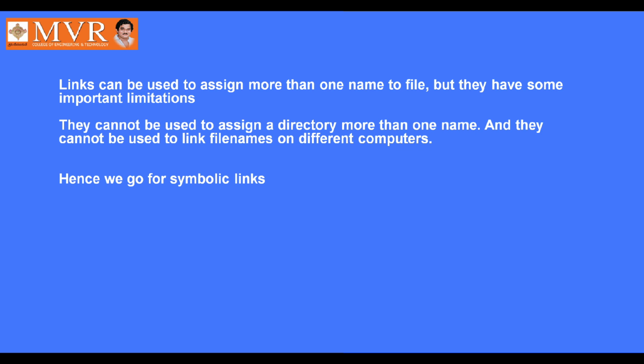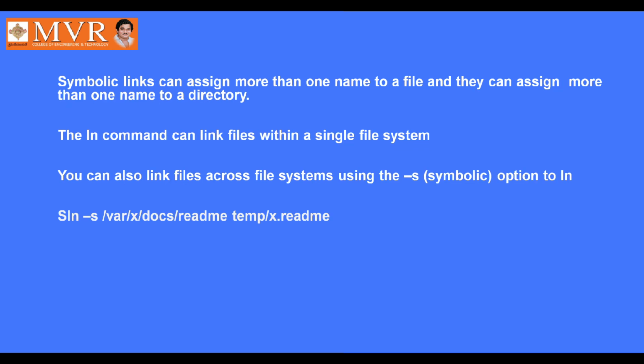So we are going for symbolic link files. What is a symbolic link file? Simply, the disadvantages of link files are overcome with the symbolic link file. By using a symbolic link, we can create links to files which are not in the same computer, and we can also create links for directories. Those two were the disadvantages of link files, and now we are overcoming them by using symbolic links.